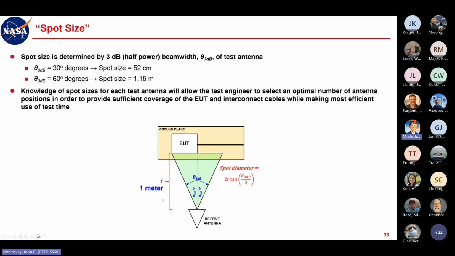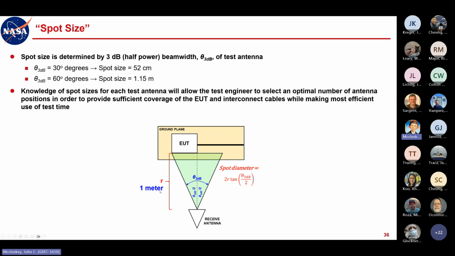In radiated susceptibility, you can move the antenna back if you've got enough amplifier power. You can move it further back than 1 meter to get a bigger spot size. And radiated susceptibility is a much more time-intensive test. So reducing antenna positions is much more desirable for RS because you will significantly save test time, a lot more than with RE. It's still a good idea to do with RE to be most efficient. So for RE, this R is just going to be 1 meter.